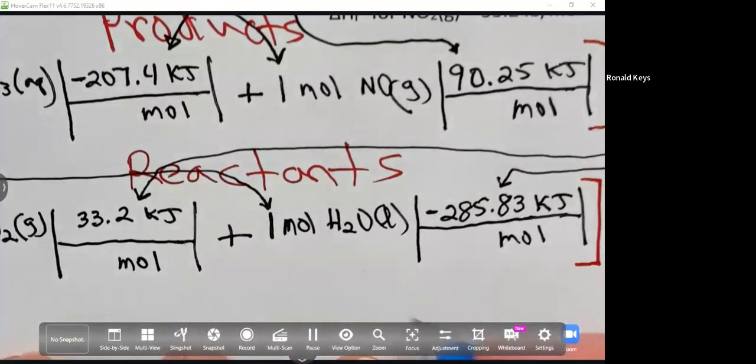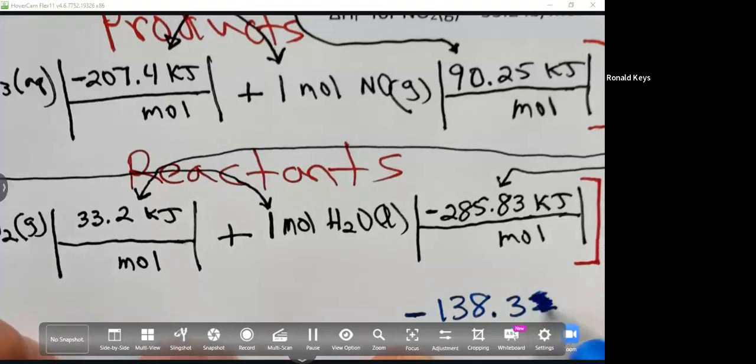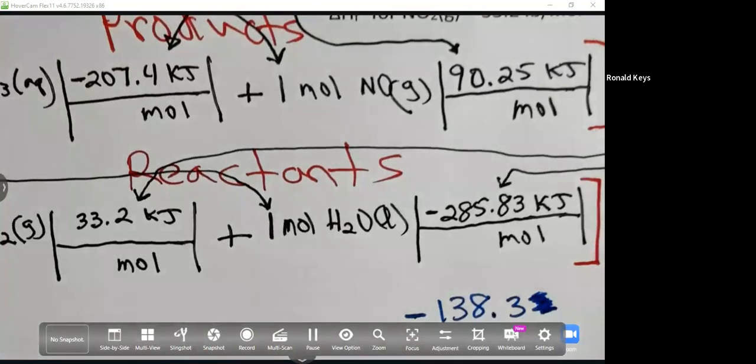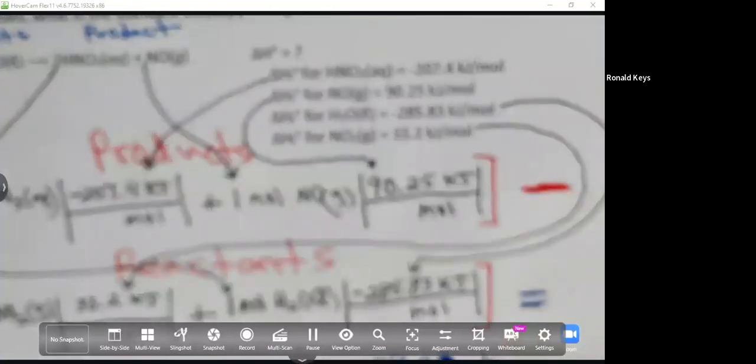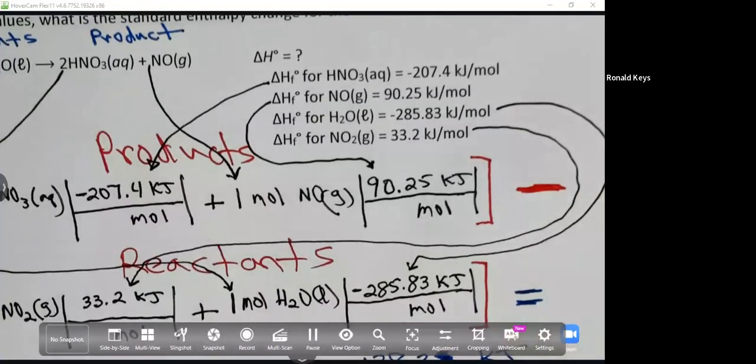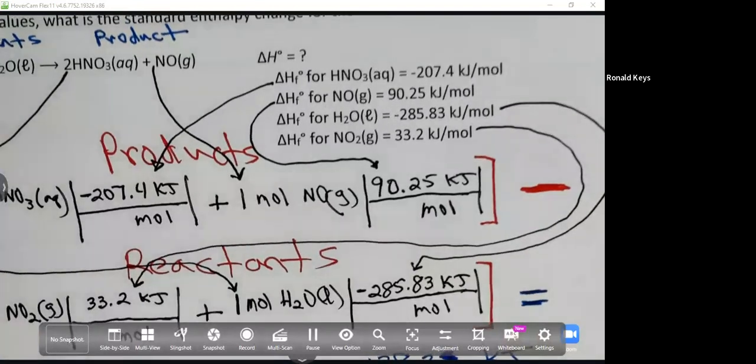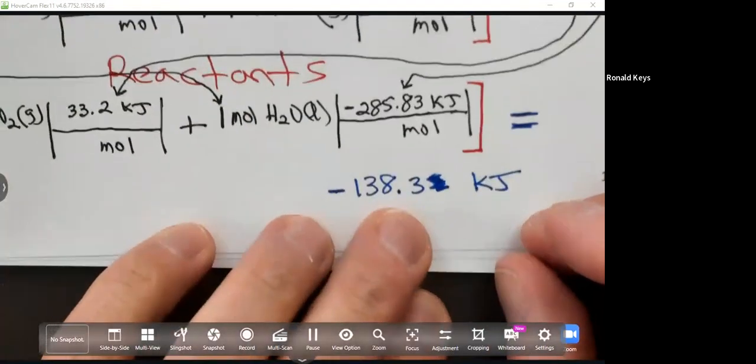We should get -138.32. Sig fig wise, it'll only be through... We only have, we don't have a double decimal place on everything. So -138.3 kilojoules. Or negative 138.3.